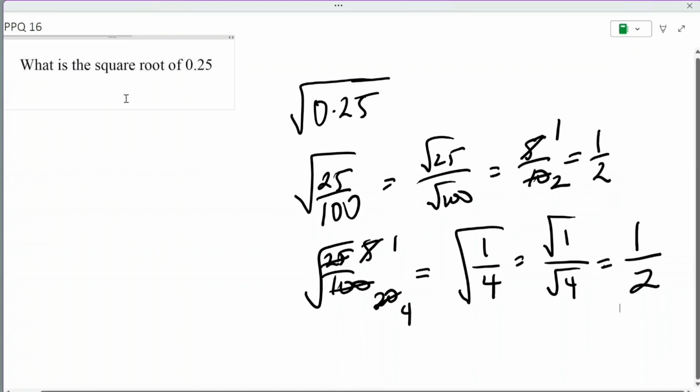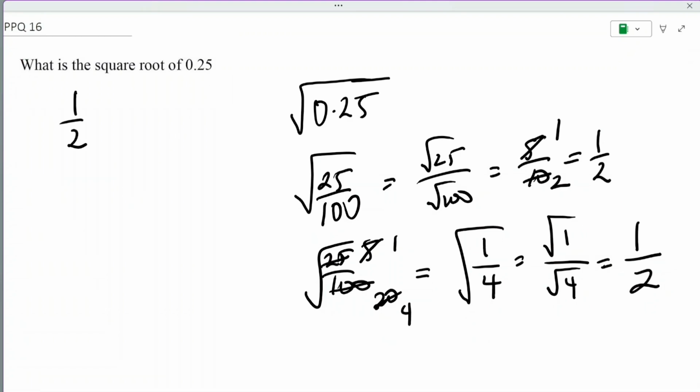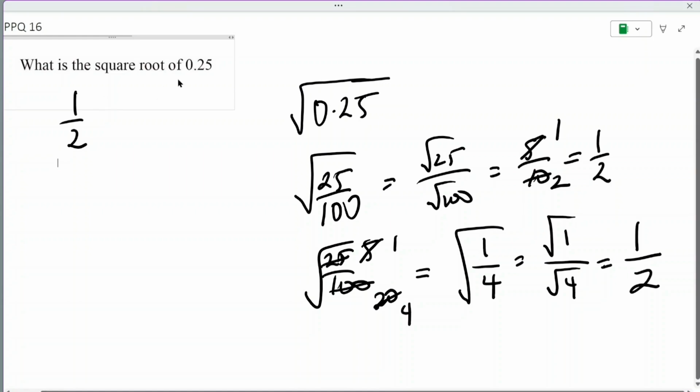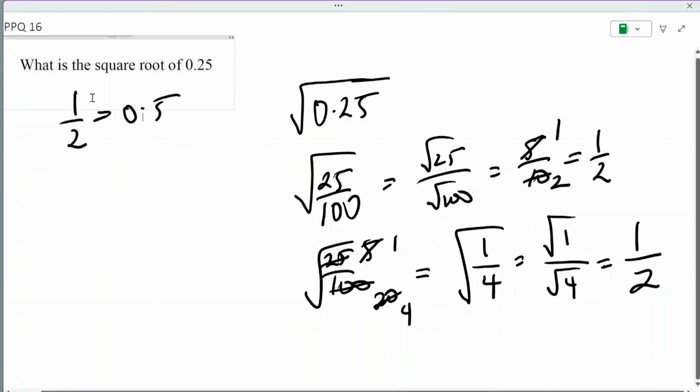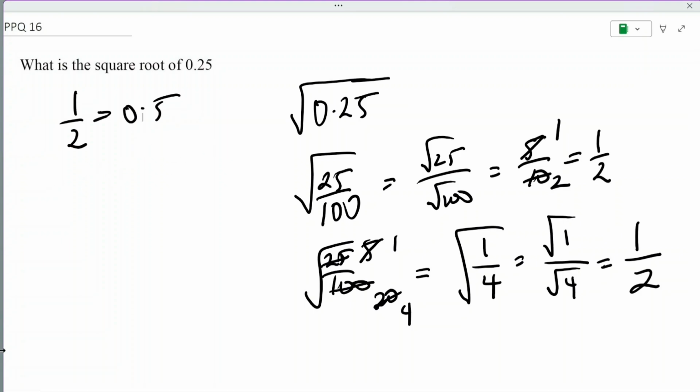So the square root of 0.25 is 1 over 2, or you can take it back to decimal. 1 over 2 is also 0.5. That's converting it from fraction to decimal. So you can either have your answer as 1 over 2 or 0.5, since it's not specified in the question that the answer should be either in fraction or in decimal. So any of the two will get you your full mark.